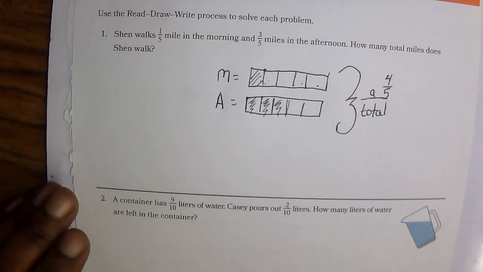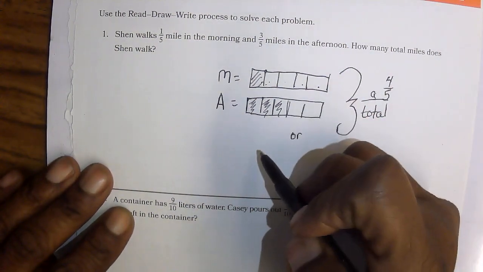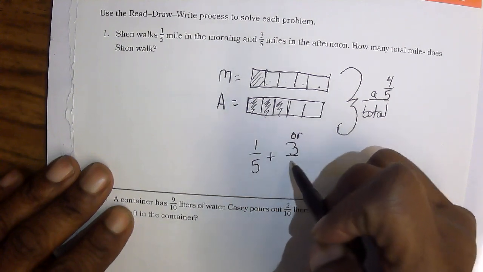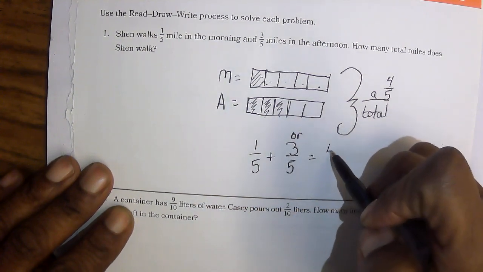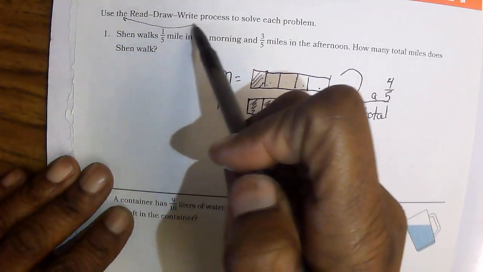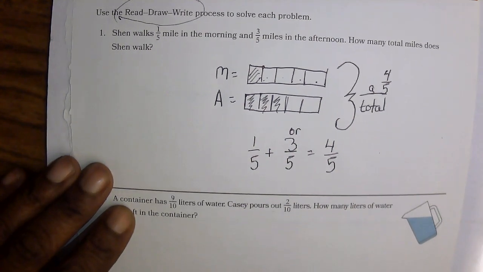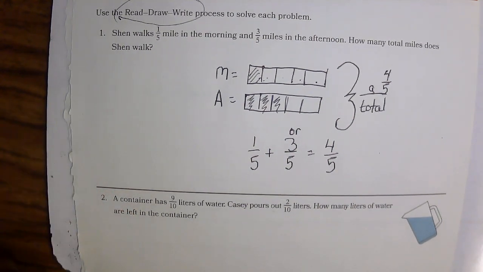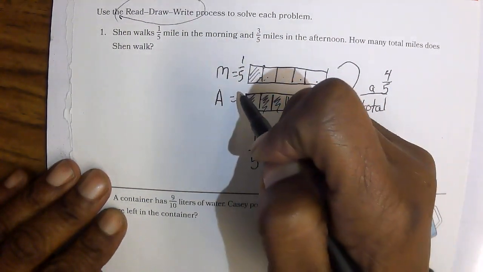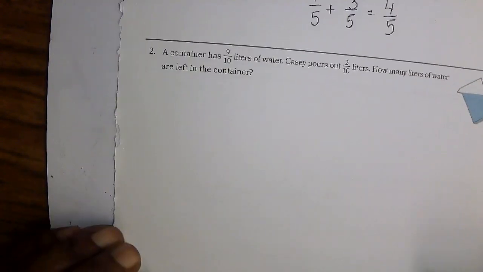Okay, and they have to draw. Some may try to do this: 1/5 plus 3/5 equals 4/5. But we're really focusing now on the Read, Draw, Write process. So this is what I'm looking for, the tape diagram. I'm looking for the tape diagram model. Even if they label it 1/5, I still want that tape diagram. Okay? Now we're going to move on to number 2.